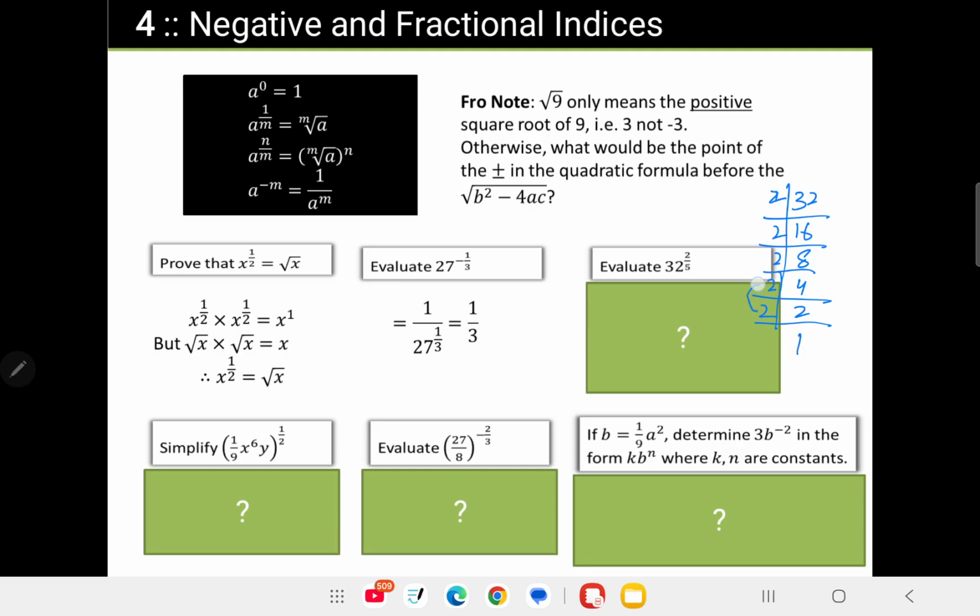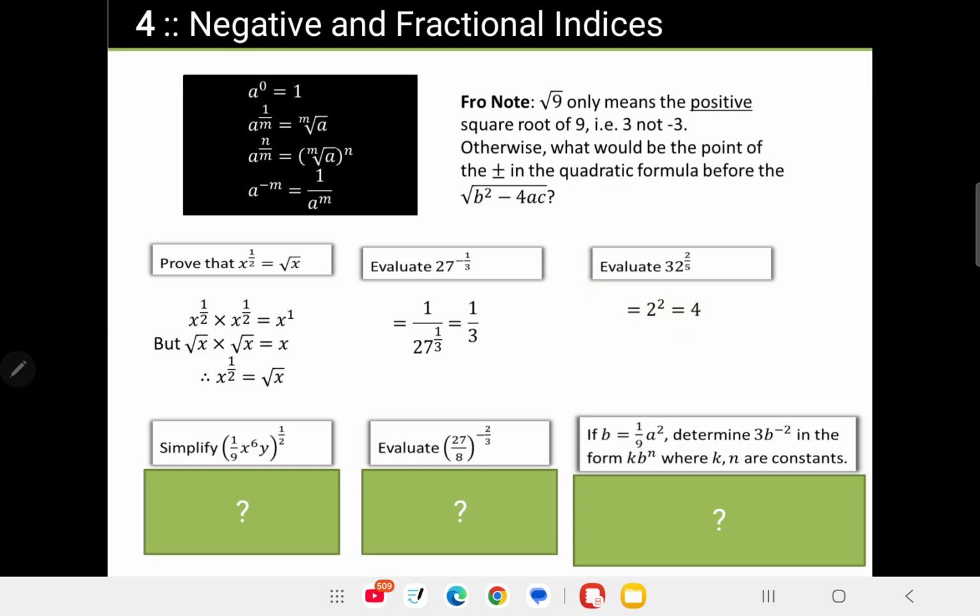So it's 1, 2, 3, 4, 5. So it's 2 power 5. So 32 can be written as 2 power 5, and the whole power is 2 over 5. So then 5 and 5 cancel out, you're left with 2 power 2, which is 4. So the answer should be 4 in this case.